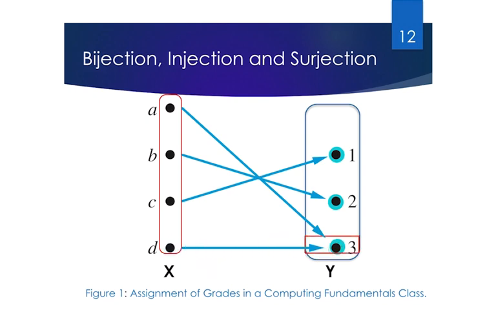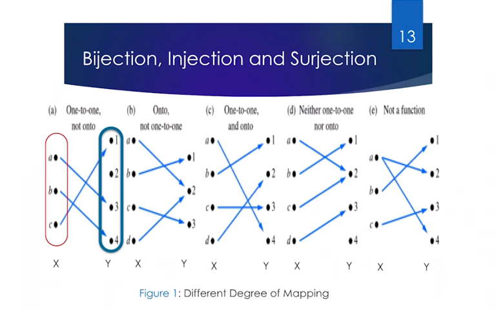More examples. The figure is showing different types of mapping functions between the elements of set X and set Y. In figure A, all elements of X are mapped to an element of Y one-to-one. This means there are no two elements in X mapped to the same element in Y, so this is a one-to-one function.